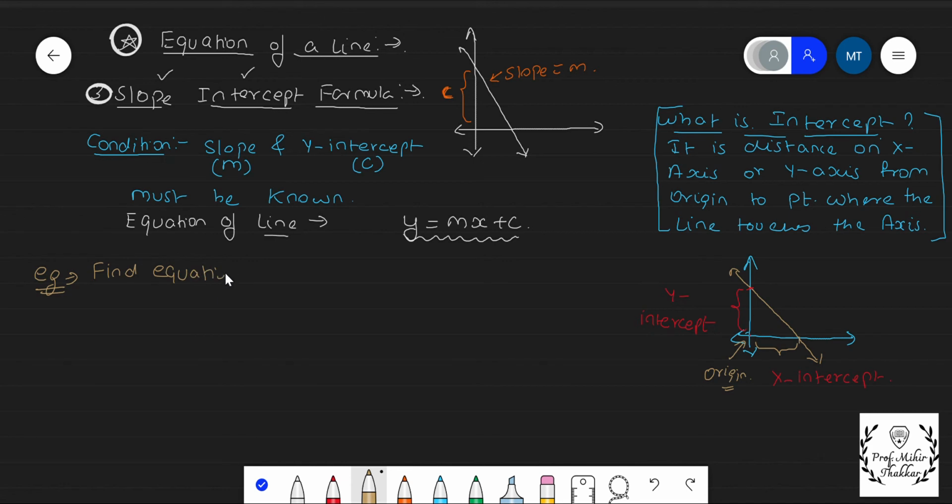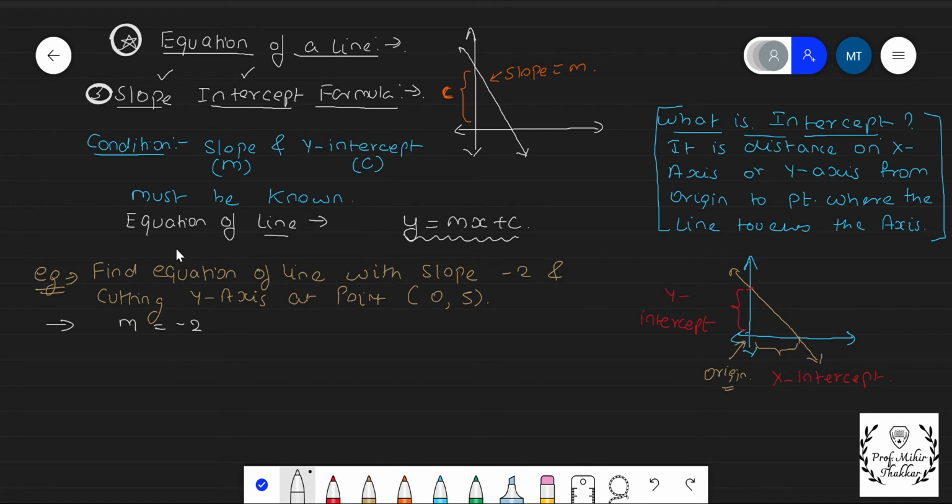Let us take an example for this again. Find equation of line with slope -2 and cutting y-axis at point 0, 5. So looking at this, we should be able to understand that m, that is slope, is given to us ready-made -2, but line cuts y-axis at 0, 5. So this implies y-intercept.